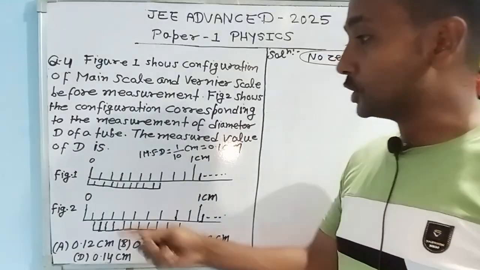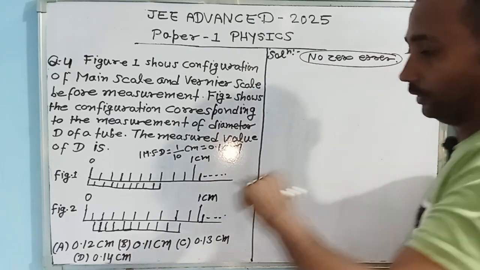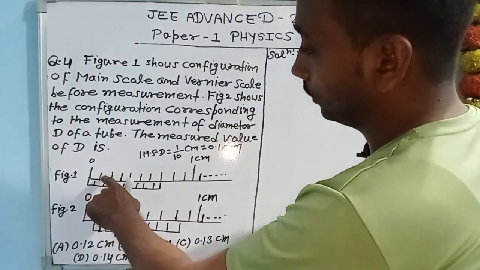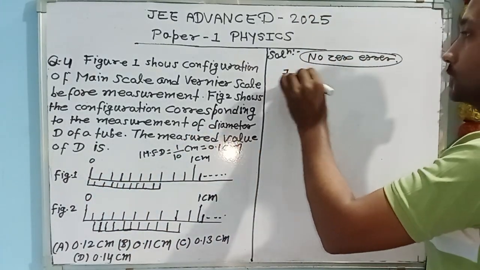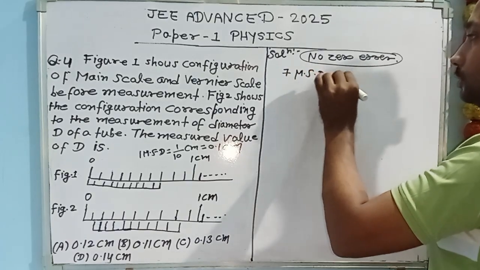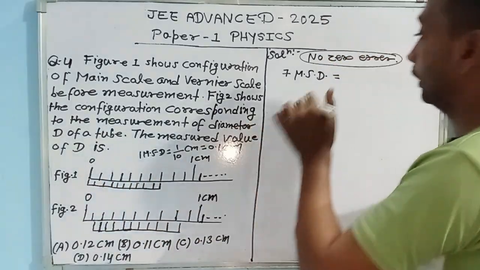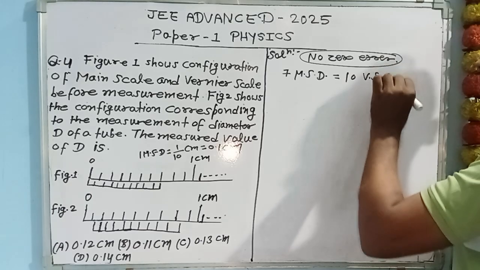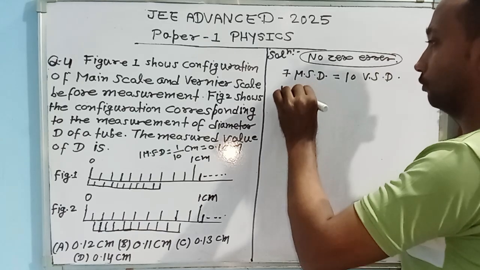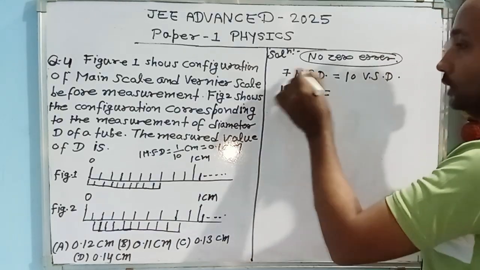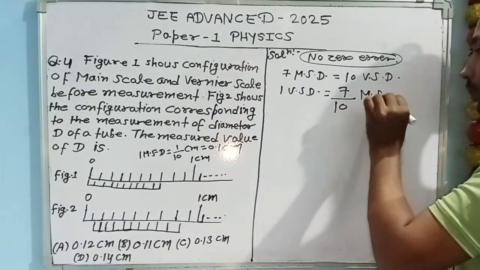Now we have to calculate the least count of this vernier calipers. From the figure, it is clearly seen that 7 main scale divisions are equal to 10 vernier scale divisions. From here we will calculate that 1 vernier scale division is equal to 7 by 10 main scale division.